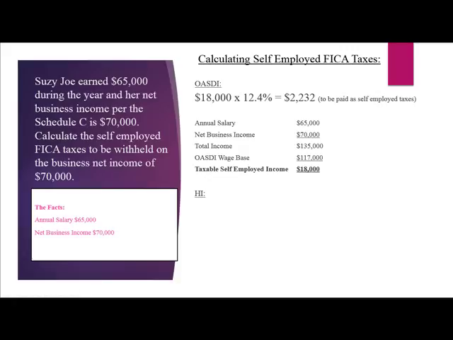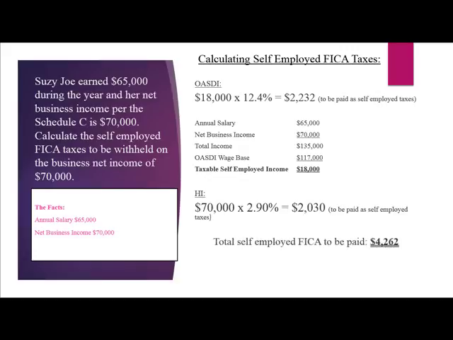The HI tax is calculated by taking the $70,000 times 2.9%. This equals $2,030 to be paid as self-employed taxes. Total self-employed FICA to be paid, $4,262.